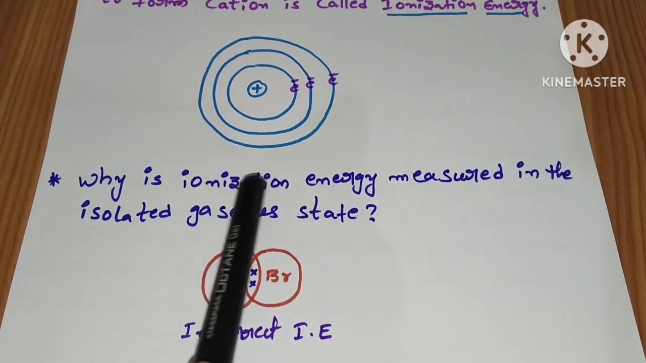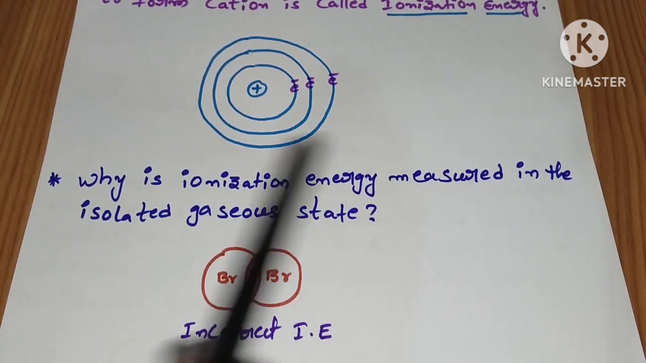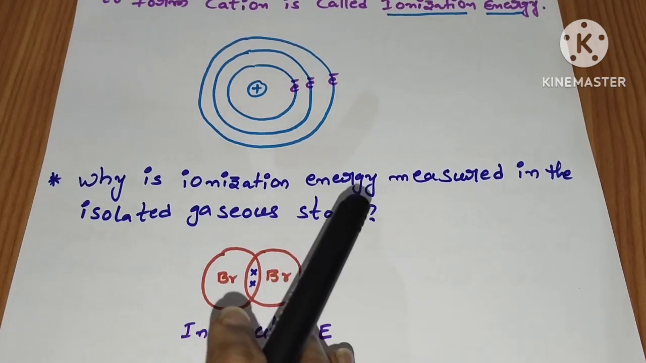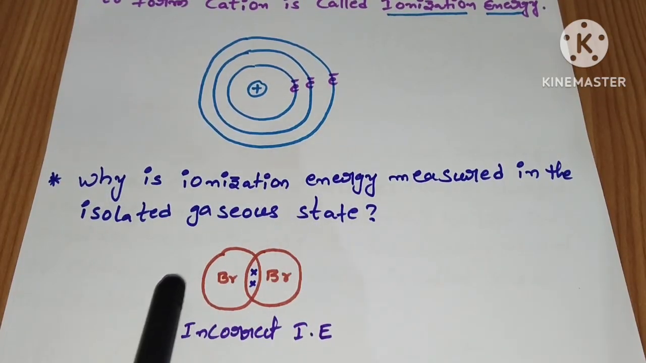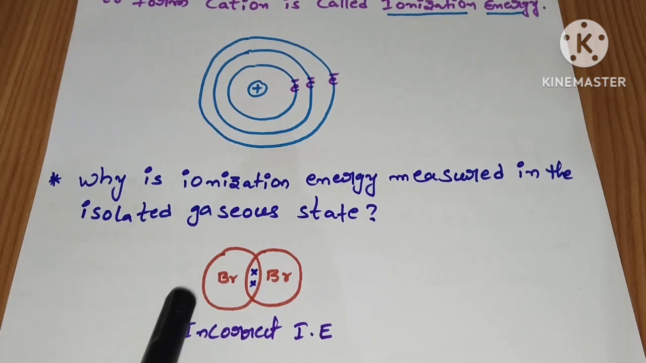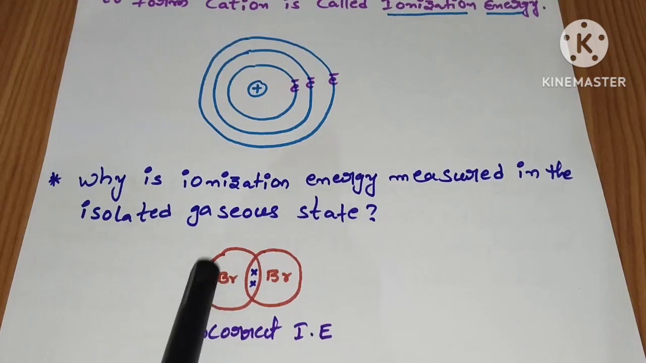Why is ionization energy measured in the isolated gaseous state? Well, isolated gaseous state means that the atom is present in the ground state. In solid or liquid state, it means that the atom is present in a combined or bonded state.